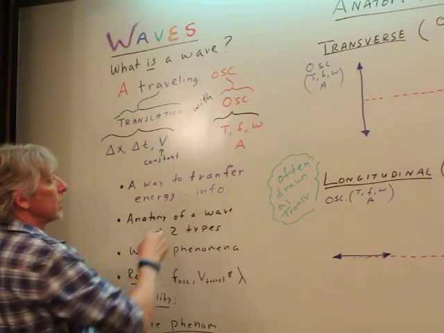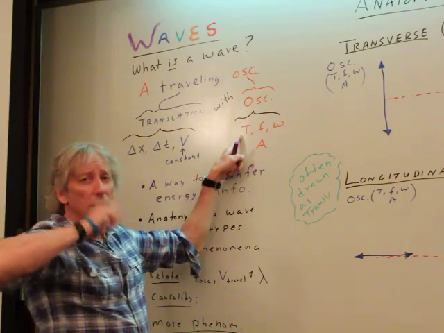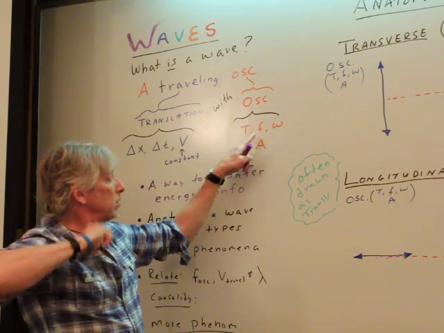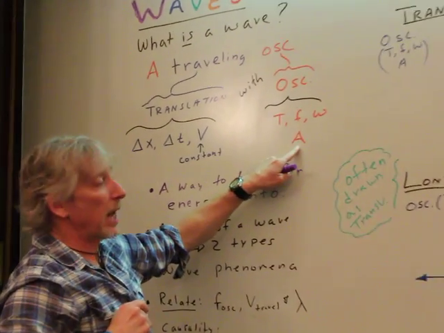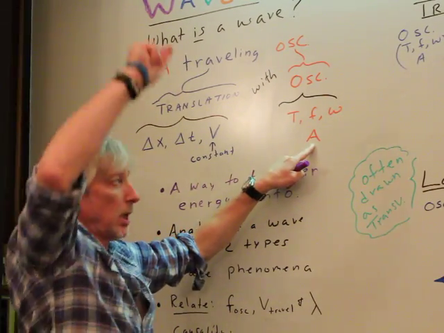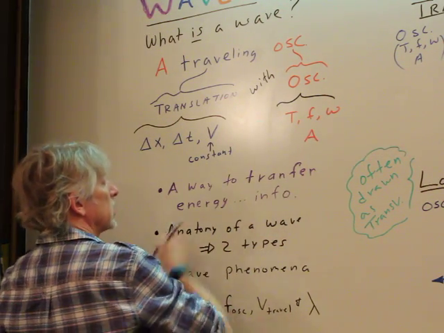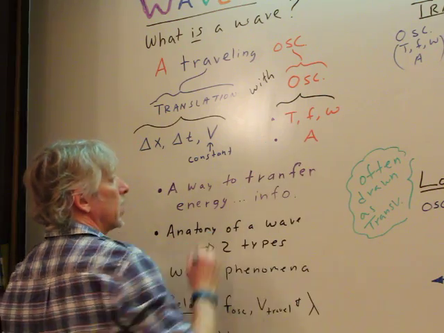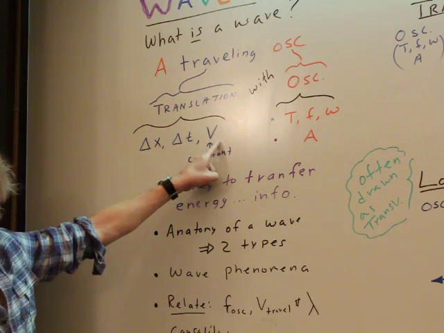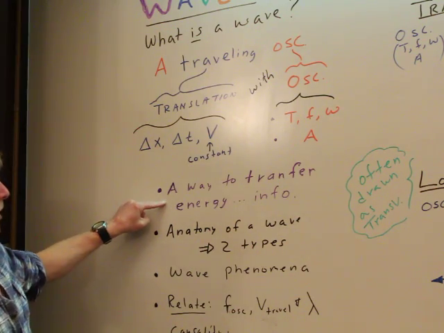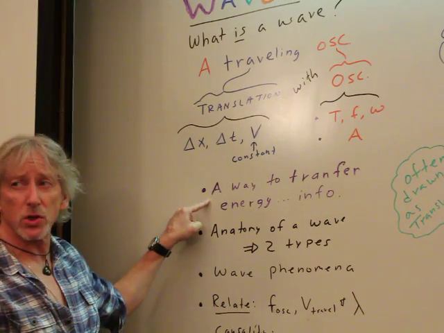Oscillation, what have you got? Well, three concepts that talk about the rate of rotation. High rate of rotation, short period, high frequency, high angular frequency. Amplitude, low amplitude, high amplitude. So basically two terms here: oscillation rate and amplitude. Okay, cool. And here's rate of travel. So we can think of a wave as a way to transfer energy or information.